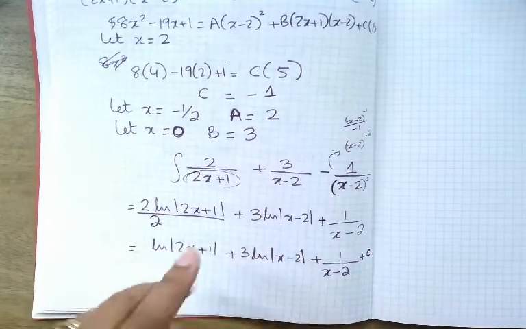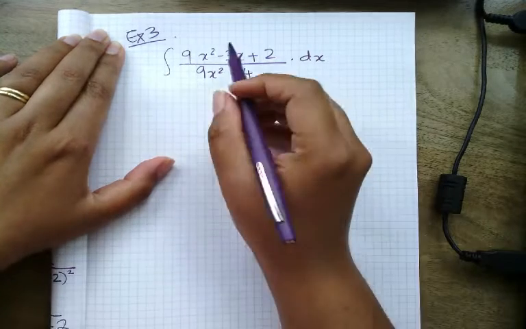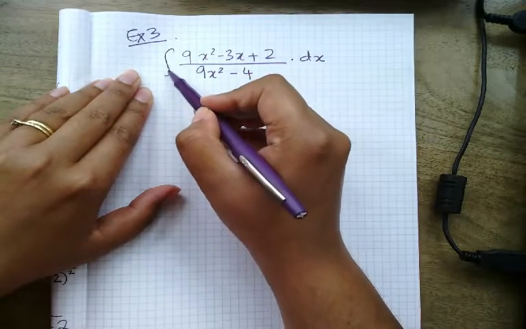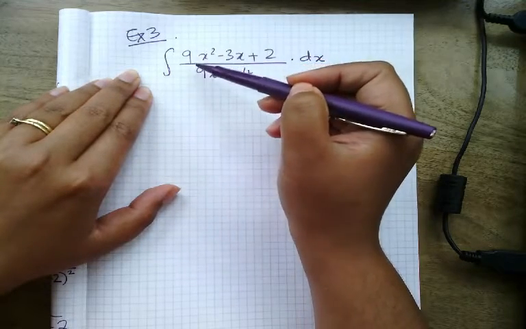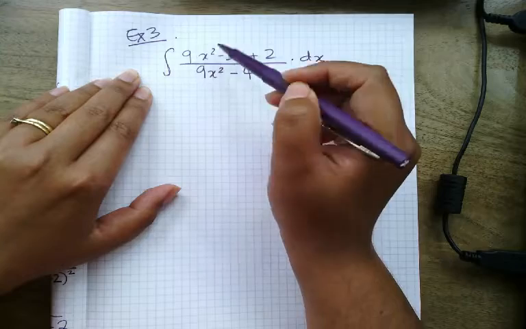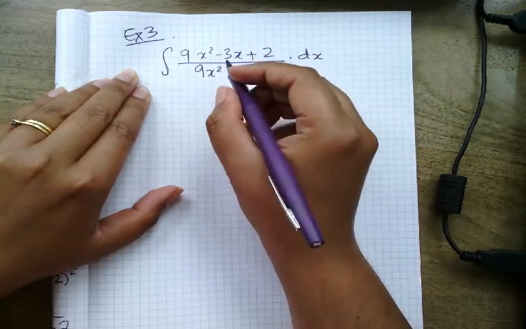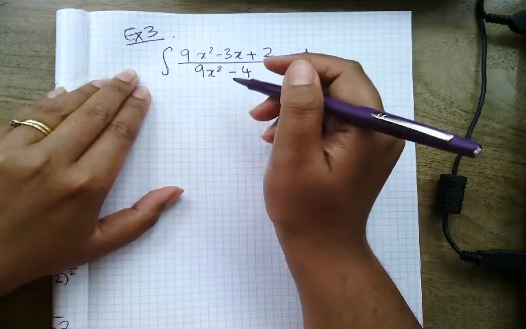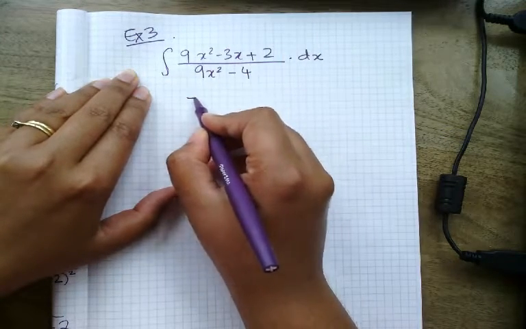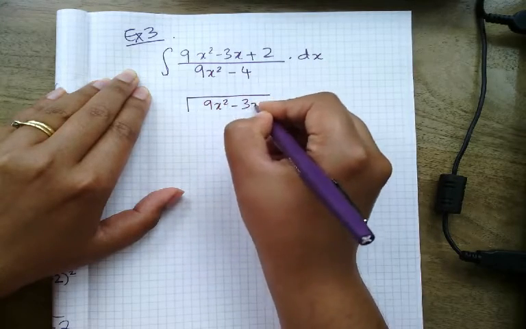You can simplify it or you can just leave it like that, depending on what the question is asking you to do. Okay, in this question, we've got the situation where we have an improper algebraic fraction because the highest power of x in the numerator is 2 and the highest power of x in the denominator is also 2. So what we have to do is rewrite this as a mixed algebraic fraction, and the way we do it is by doing one-step long division.